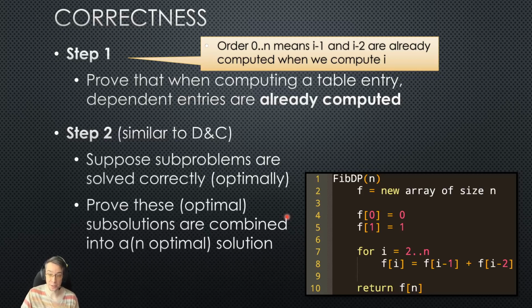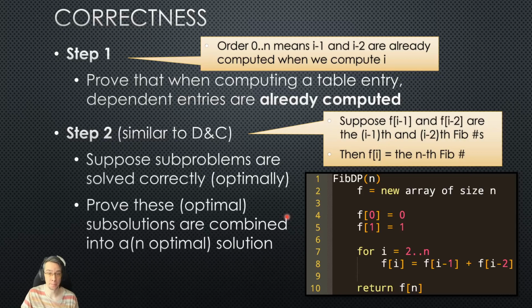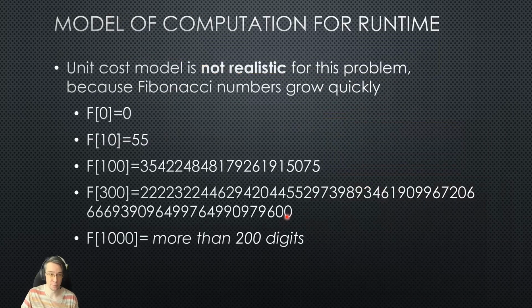That's a proof that this is correct. Okay? So that's correctness, again, for a toy problem. Now I want to return for a moment to the model of computation for computing runtime.